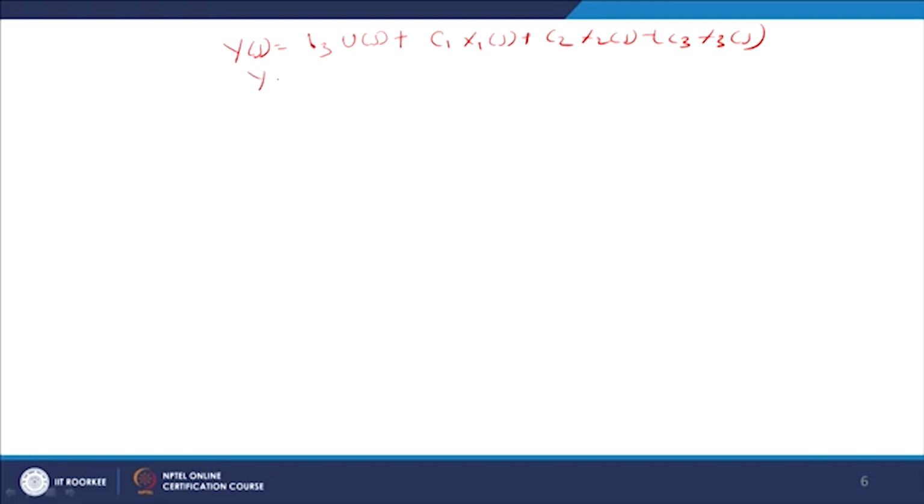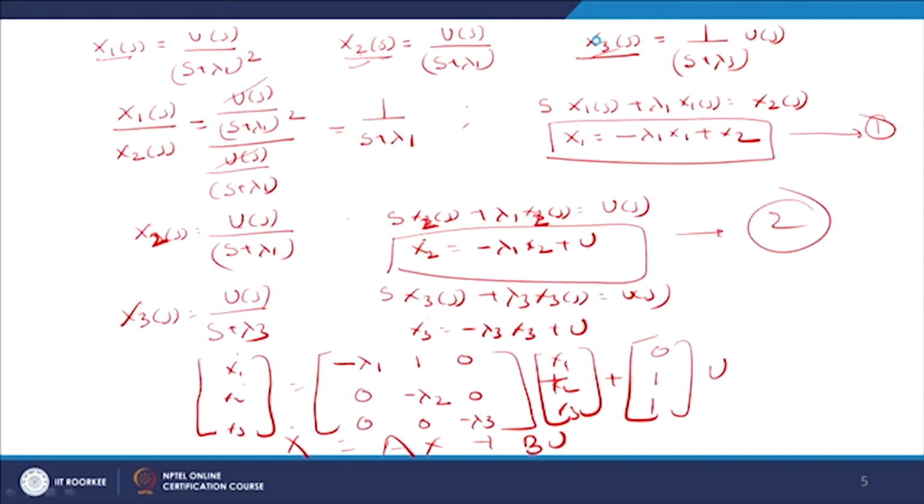So, we will get y equals C1 x1, C2 x2, C3 x3 plus B3 into u. So, we have got this as the output equation, and we have seen that here we got x1 dot, x2 dot, x3 dot. Lambda 1 here, not lambda 2, actually we have taken lambda 1. So, lambda 1, 0, 0, 0, lambda 3, x1, x2, x3, 0, 0, 1, u, because this particular block is called the Jordan block.